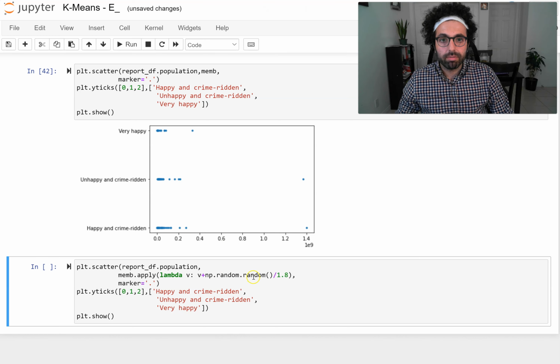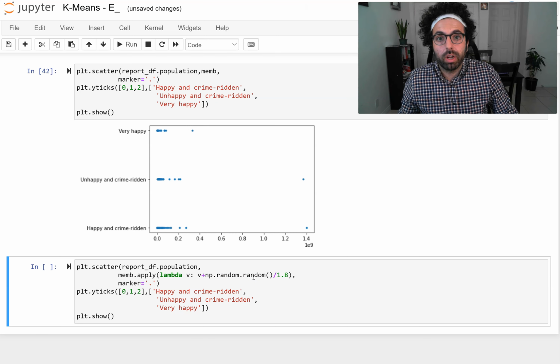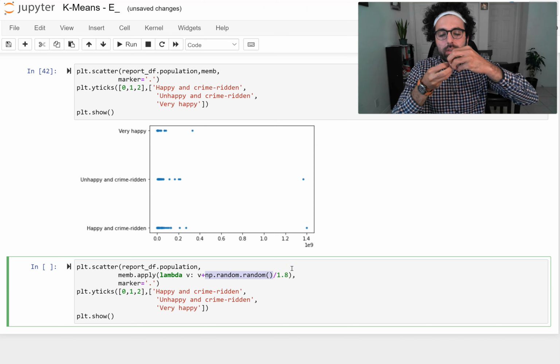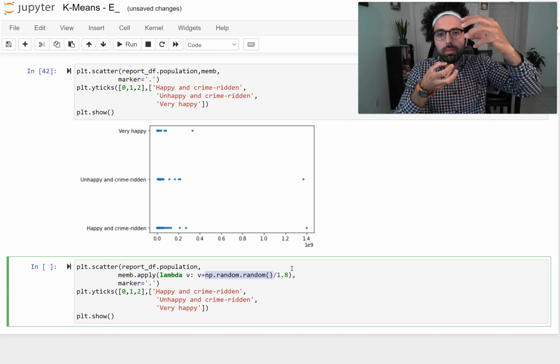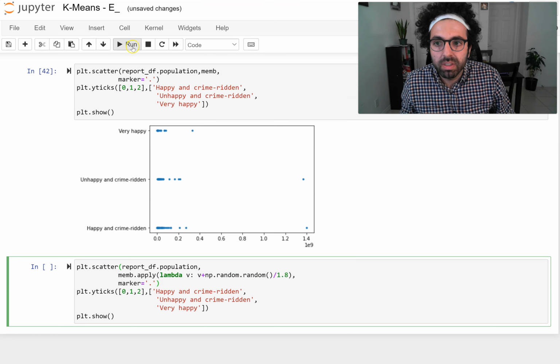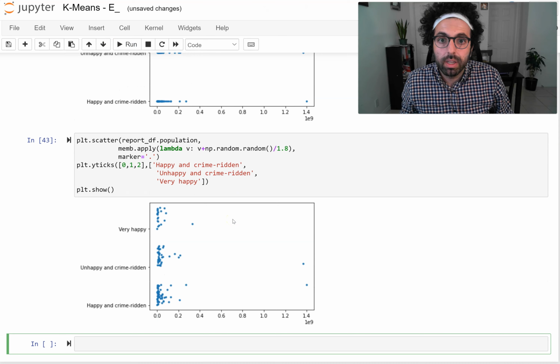So the way I changed this visual so it has some functionality for my analysis is I added a random element to it, so the points would be shown a little bit scattered, and I can see actually how many data objects there are. That's what I've done. And now we can see that there is no meaningful relationship between the clusters that we found and the population.